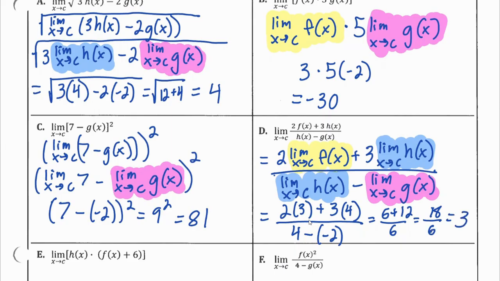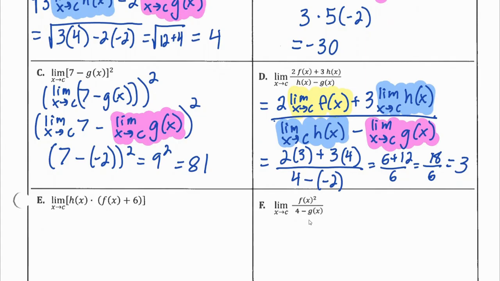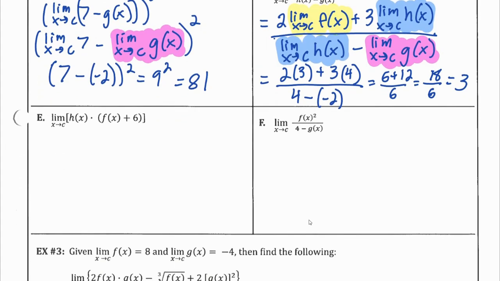I know that you may be able to jump to that from the beginning, but we're just not allowed to do that. We have to write out that property step. Alrighty, I'd like you to try the next one on your own.